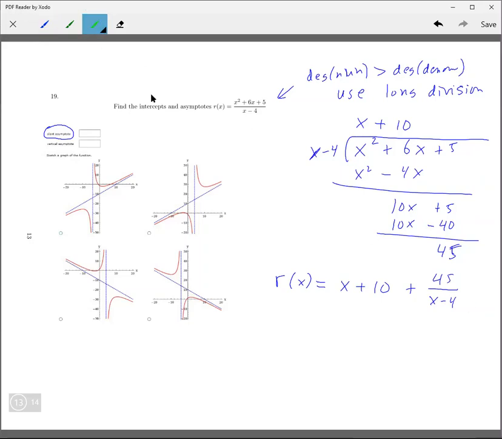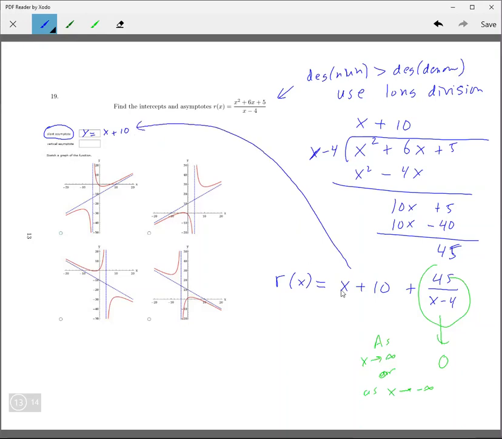Okay, now, let me point something out. As x gets larger and larger, this piece goes to 0 because this is getting larger. Also, as x goes to negative infinity, this goes away. Of course, the whole thing goes to negative infinity. But I'm just letting you know, as x gets really large, this piece is insignificant. That means that our slant asymptote is going to be this piece, y equals x plus 10. Okay, so that piece, that's where you get the slant asymptote from.